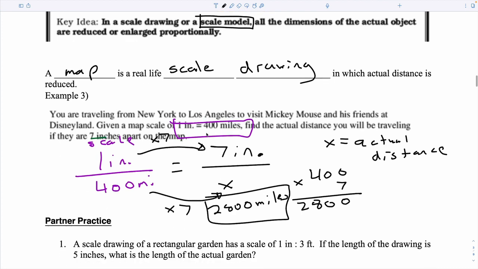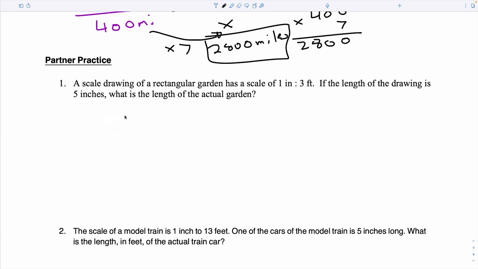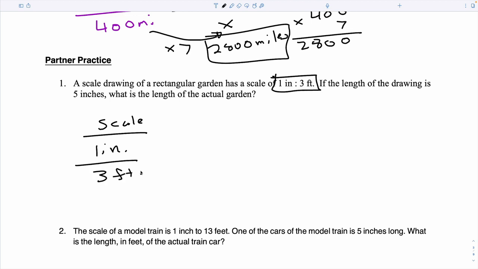You got 4 problems with the partner in the next 4 minutes. Things I'm looking for, these can get pretty monotonous, but I need you to practice the setup because they will get trickier Monday. You need to write scale on your paper. You need to show me what the scale is with your units. And then you need to make sure your units match.